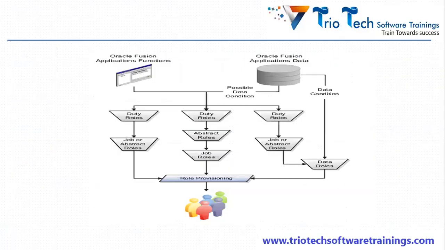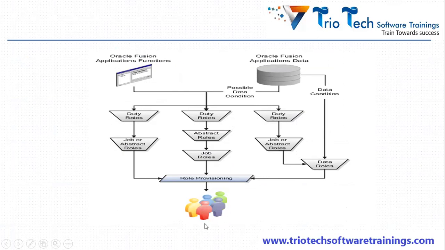So in the Oracle Fusion applications, you have duty roles. Above that there are privileges. Privileges together will form duty roles. Duty roles will form job or abstract roles. So this is just like a diagram that is given to you. So these job roles that are created by the duty roles will be given to what?